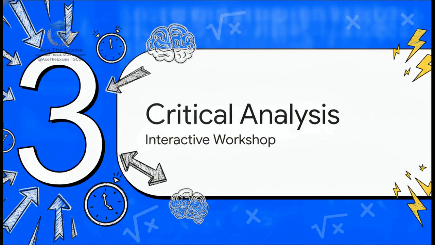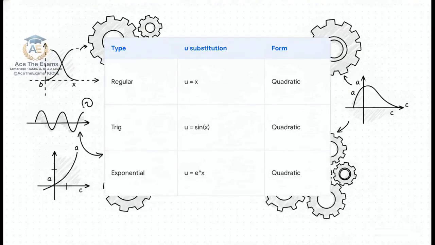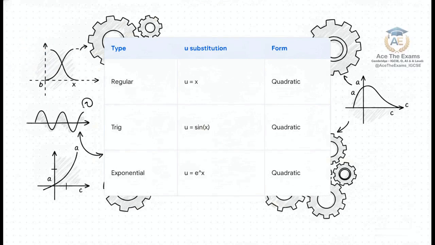Let's dive into Part 3, our Critical Analysis Toolkit Interactive Workshop. Get ready! Our first challenge here is the data scan. We've got regular quadratics in column 1, trig-based quadratics in column 2, and exponential-based quadratics in column 3. I'm giving you a theoretical 60 seconds on the clock. Scan the data, extract the core mathematical trend. What is the comparative connective that's just hiding in plain sight here?